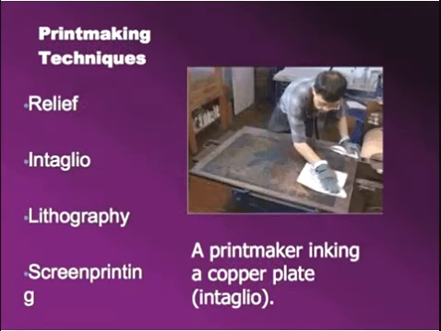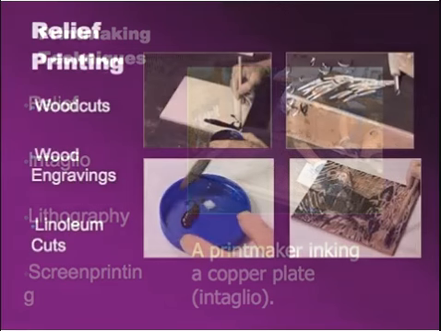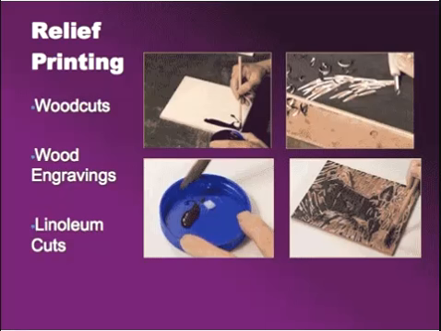There are 4 printmaking techniques we're going to be discussing in this chapter: relief, intaglio, lithography, and screen printing. This image shows a printmaker inking a copper plate. In relief printing, artists can produce woodcuts, wood engravings, or linoleum cuts. In the relief process, the printmaker cuts away all the parts of the surface not meant to carry the ink, leaving the design to be printed in relief at the level of the original surface. The surface is then inked, and the ink is transferred to paper with pressure.